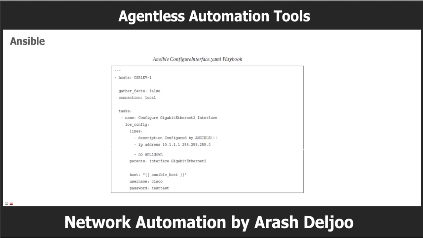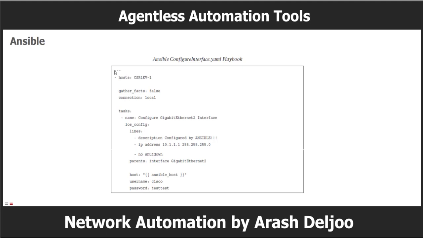routing process. This example shows the content of an Ansible playbook called configure_interface.yaml, which you can use to configure the GigabitEthernet2 interface on a CSR1000V router by leveraging the ios_config Ansible module. This playbook adds the following configuration to the GigabitEthernet2 interface on the CSR1000V-1 router: description configured by Ansible, IP address 10.1.1.1/24, or subnet mask 255.255.255.0, and also no shutdown.